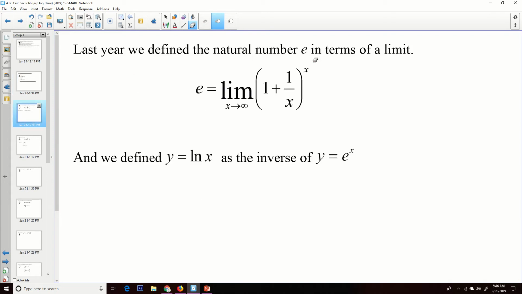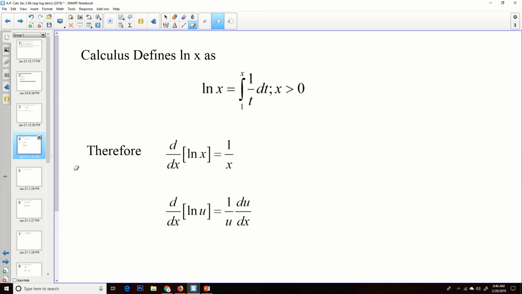Last year we defined the natural number e in terms of a limit. We said if you take this expression and let x get large without bounds, you'll get closer and closer to e. We did that with a little graphing calculator activity, and we can talk about that in class as well. But in calculus they define it in terms of an integral. The ln of x is defined as the integral from 1 to x of 1 over t dt. Now this notation is new and we'll be learning it in the second half. But what it allows us to do is to say that the derivative of ln of x is just going to be 1 over x.